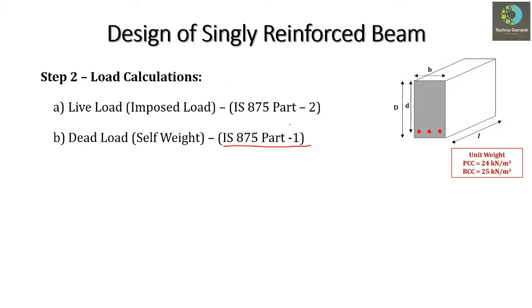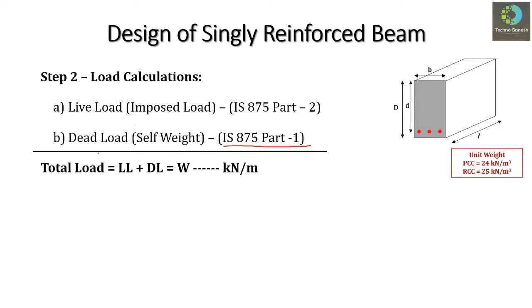Now after getting these two loads, then we have to calculate the total load which is to be carried by the beam. So total load will be equals to dead load plus live load. That will be denoted by capital W, which is represented in kilonewton per meter, because we are considering this load as a UDL on the beam. So that's why we are taking this value as kilonewton per meter. We are neglecting this length, or we can take only unit length of the beam.